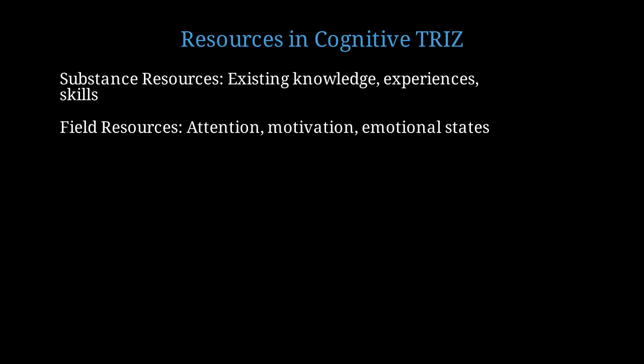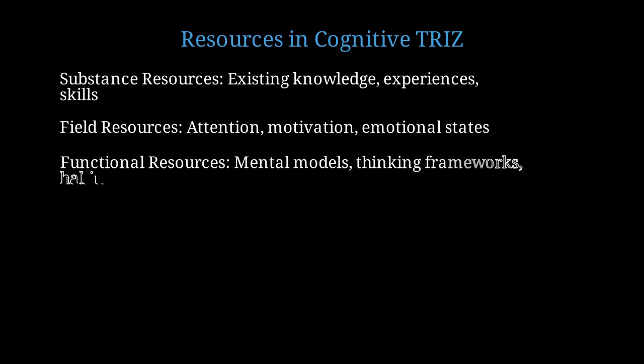Learning to direct and amplify these fields enhances thinking power. Functional resources are your mental models, thinking frameworks, and cognitive habits. These structures shape how you process information and can be redesigned for better performance. Time resources include idle moments, transitions between tasks, and downtime. The brain continues processing during these periods. Cognitive TRIZ teaches how to leverage this background processing.